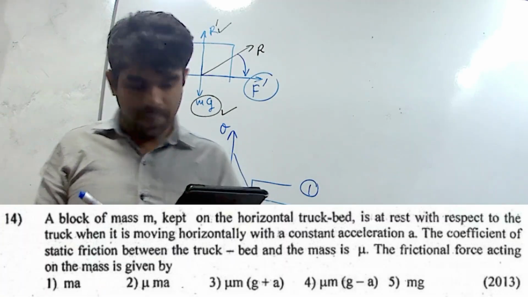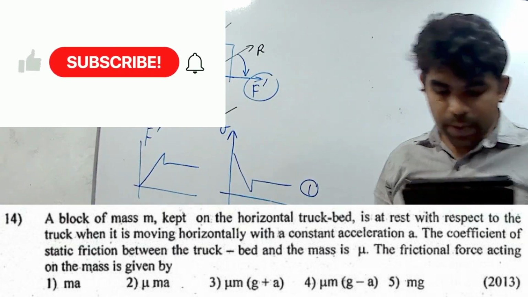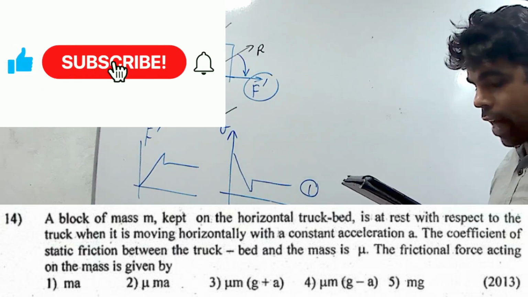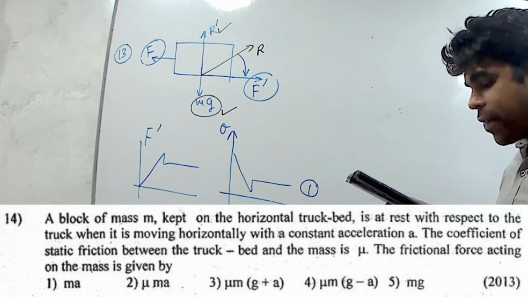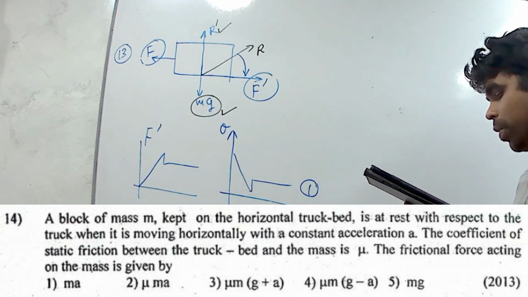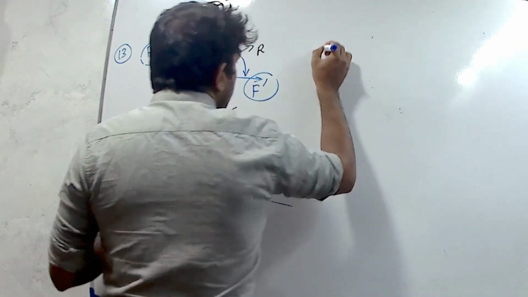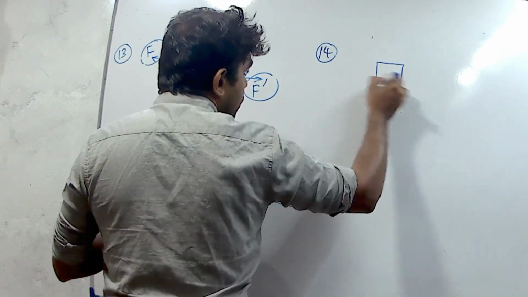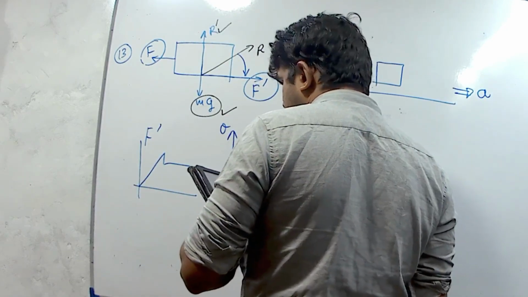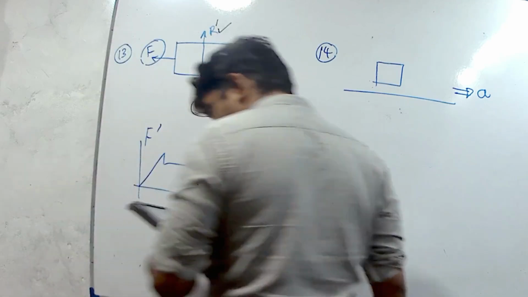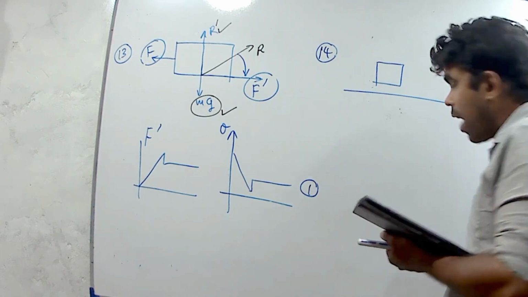Then 14. A block of mass M kept on the horizontal truck bed is at rest with respect to the truck when it is moving horizontally with a constant acceleration A. The coefficient of static friction between the truck bed and the mass is mu. The frictional force acting on the mass is given by. I will consider the object on the truck bed. If the truck bed is accelerating A, this object is trying to move in the opposite direction. They have given that it is at rest with respect to the truck.